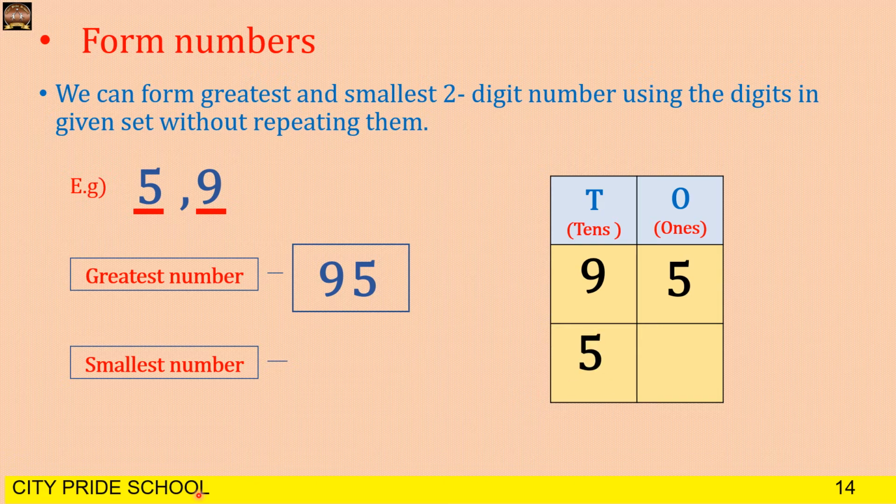So we are going to put 5 in tens place and we are going to put 9 in ones place. So we got the smallest number 59. Okay. So this is the way we can form greatest two-digit number and smallest number. Here this is the way we can use the trick. If you don't know how to do it, you can use the tens and ones house, right? And then you can find out the greatest two-digit number and the smallest two-digit number, right?